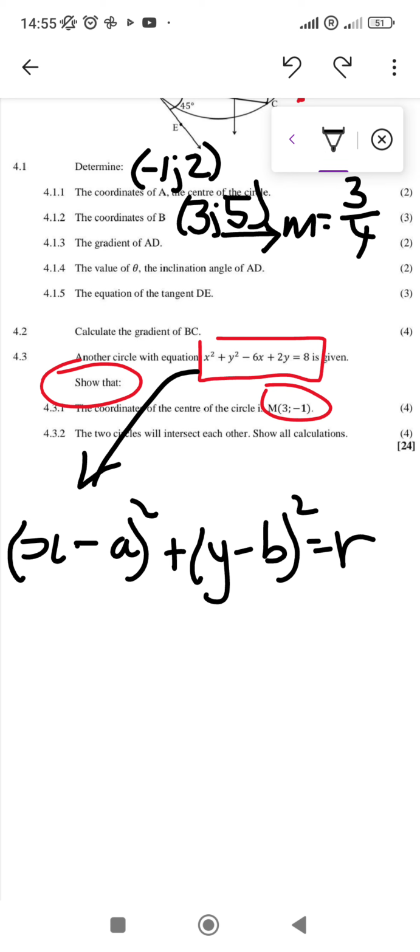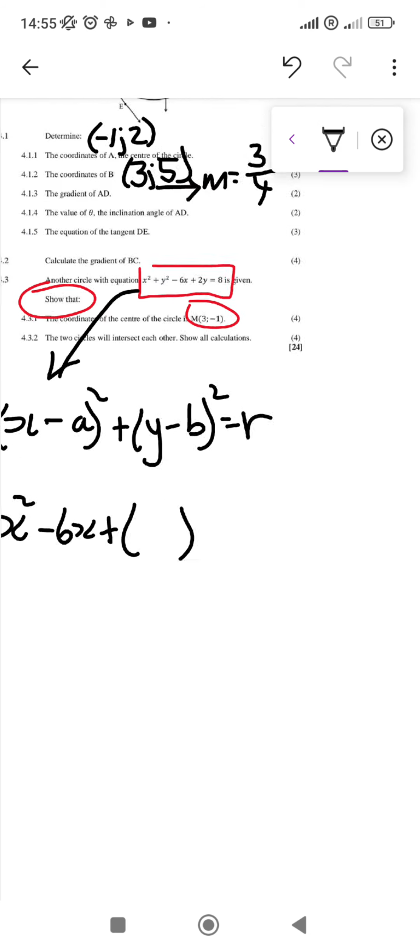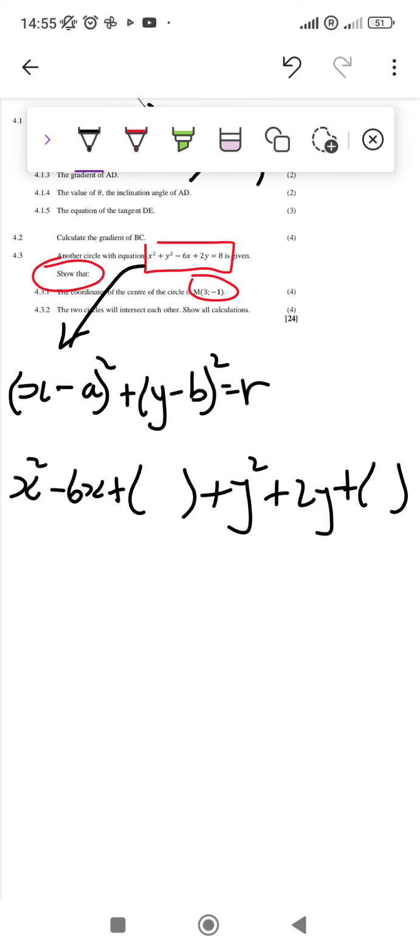So what we're going to do is take x squared, which is given to us in our question, and then there's a minus 6x there. We need to add something that will help us complete our square. Similarly with the y, we have a y squared and then a plus 2y, and again we need to add something. So for both of those we need to add something so that those three terms generate a bracket squared.